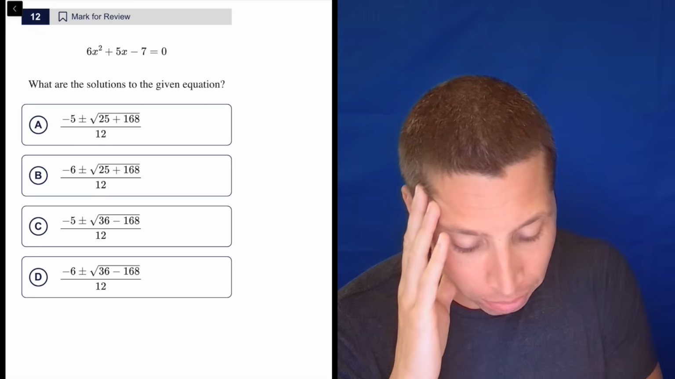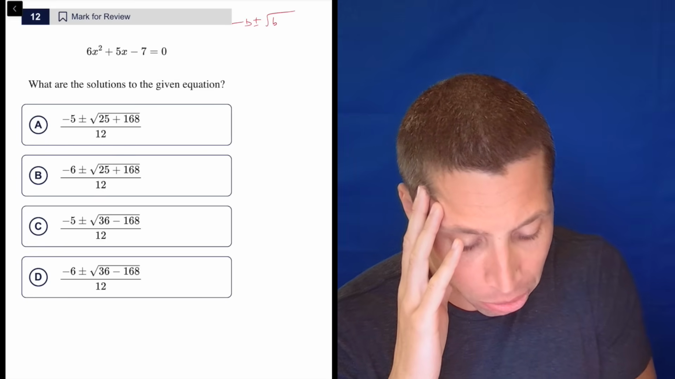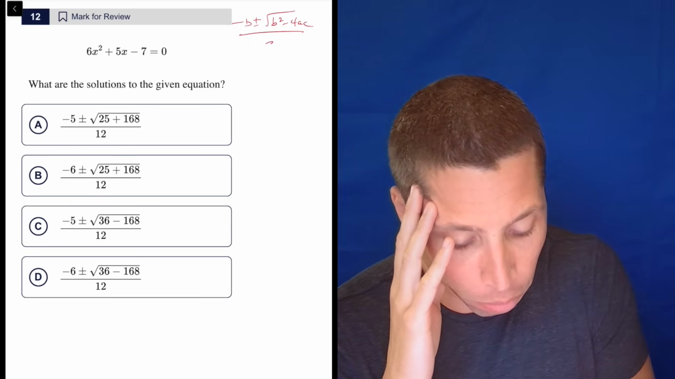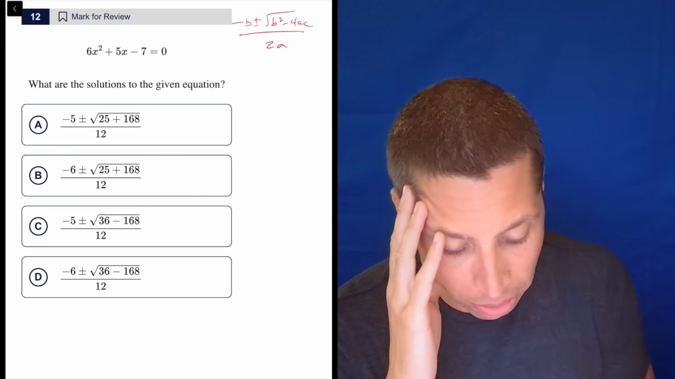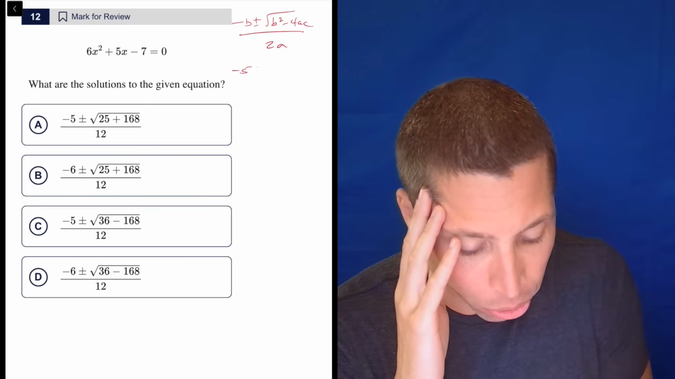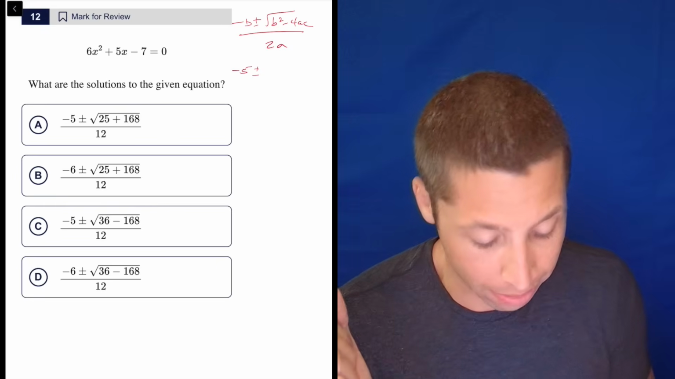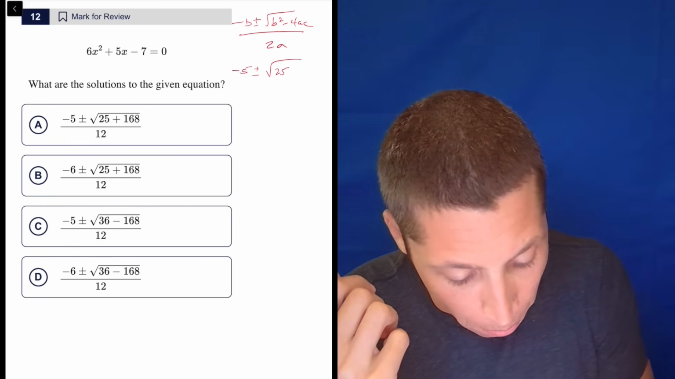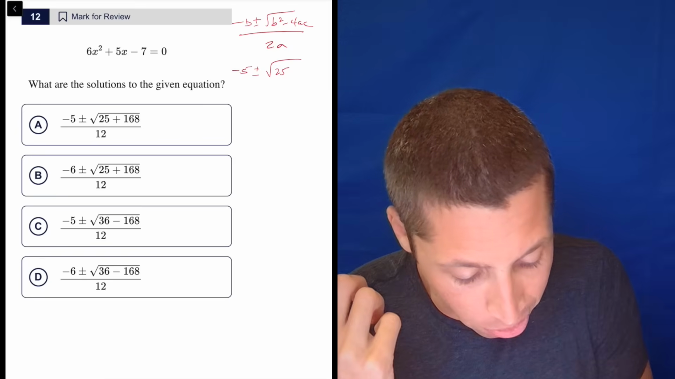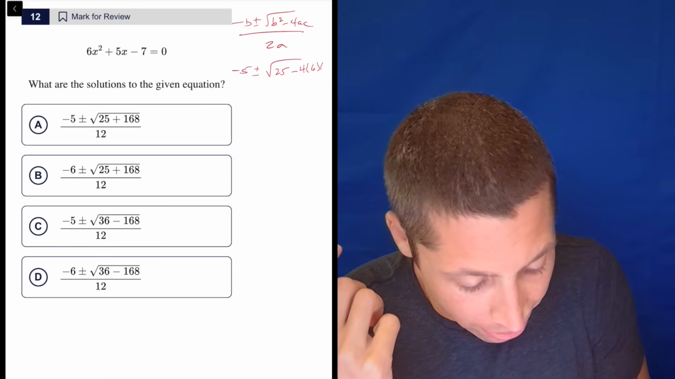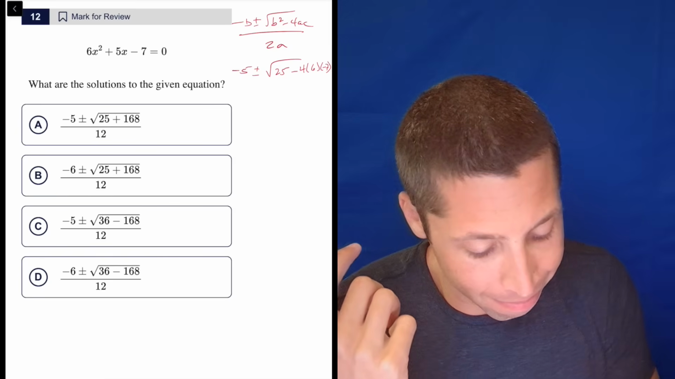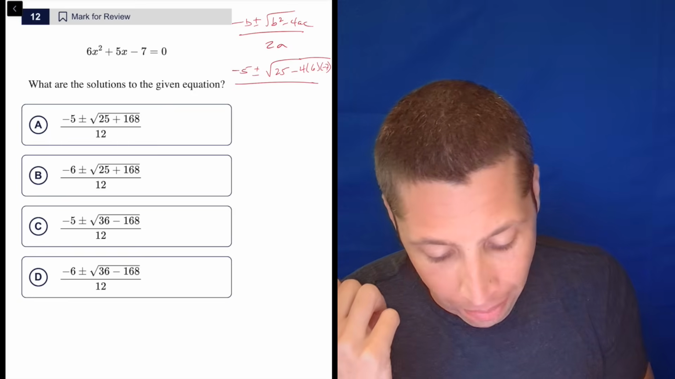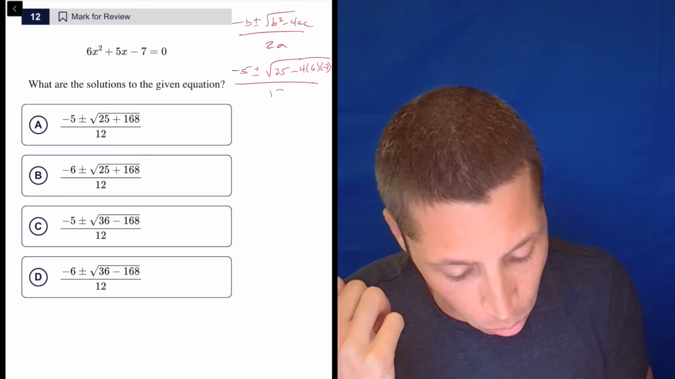But if we do know it, right, negative b plus or minus the square root of b squared minus 4ac all over 2a, then most of this kind of works out. The negative b, negative 5, there's no weirdness there where we have double negatives. That's nice. Square root of 5 squared, 25, minus 4ac. That part's annoying. So 4, 6, negative 7. I wouldn't do that if I didn't have to. And then all over 2a, so 2 times 6 is 12.